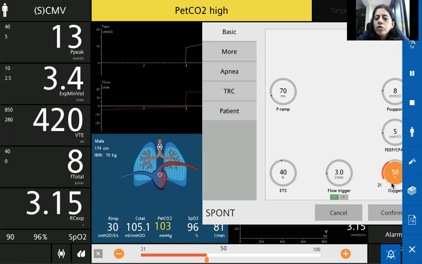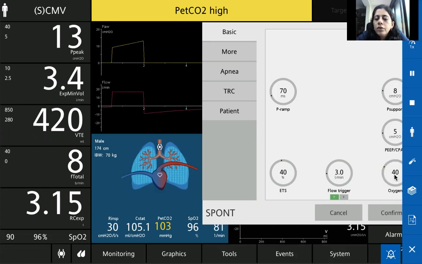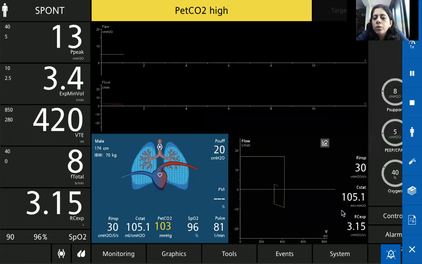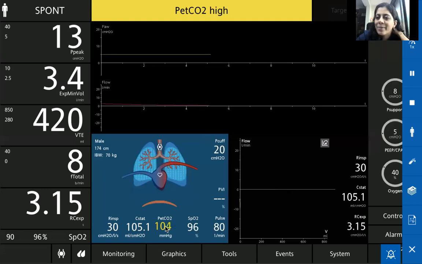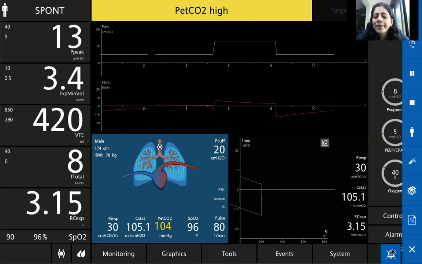And again, my FiO2 should be just enough to allow a saturation of 88 to 90%. Okay, so I confirm these settings and I put this patient on the weaning mode. But my CO2 has risen, so this is not the ideal time to wean, but I'm still showing you all the settings because we gave him a very low tidal volume all this while. The CO2 is very high and not the ideal time to wean anyways.